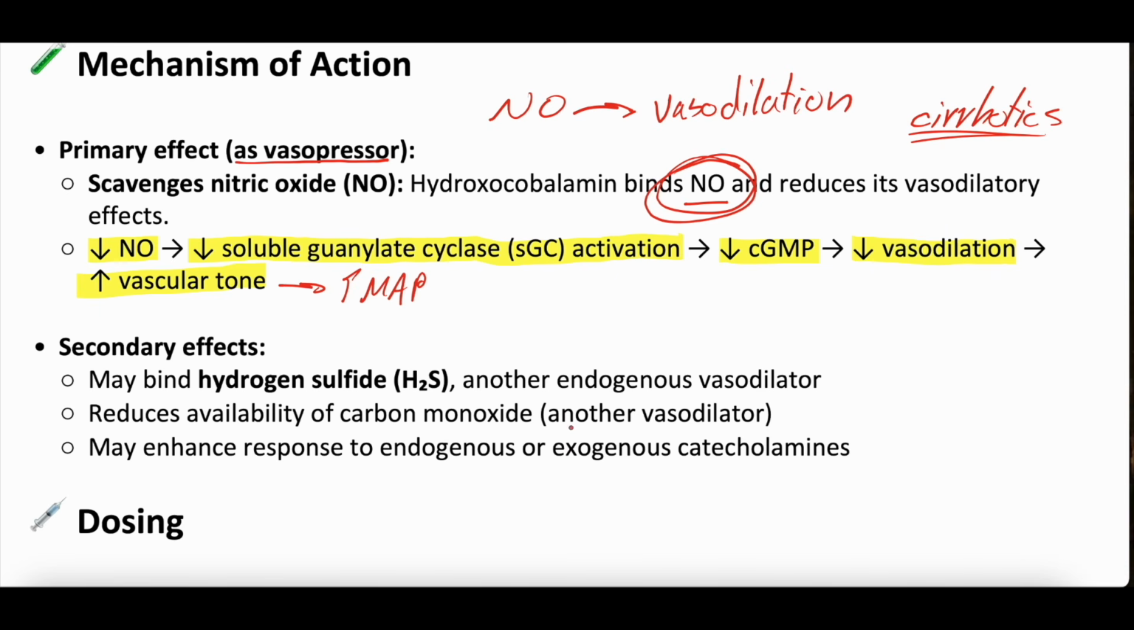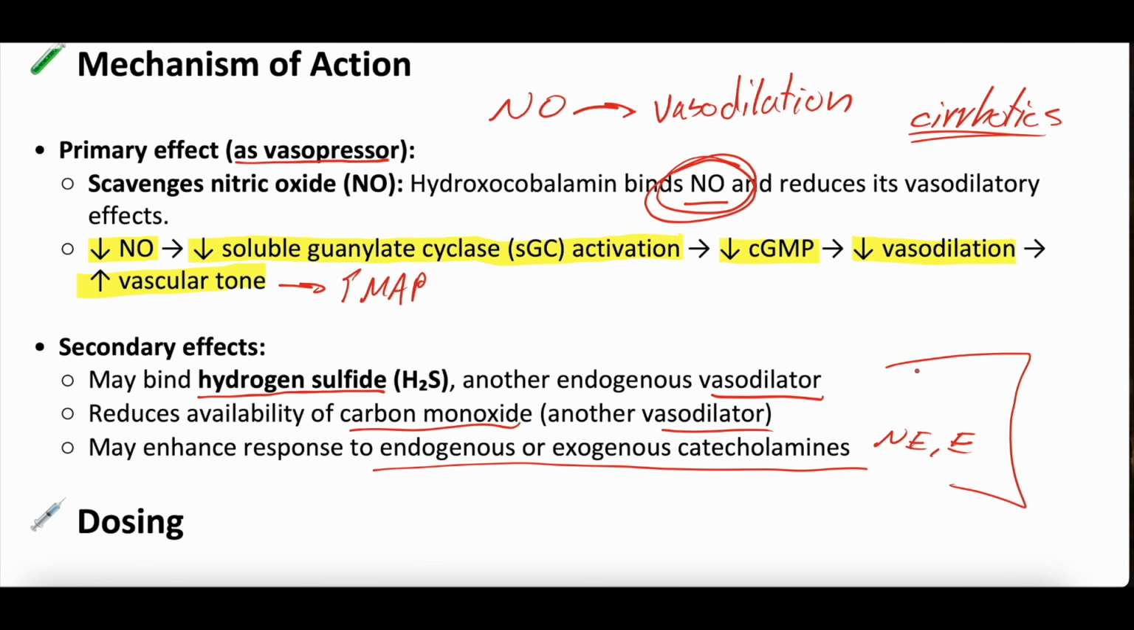The secondary effects, which are more related to other modalities, is it may bind hydrogen sulfide, which is another vasodilator. It might reduce carbon monoxide, which is another vasodilator, and it may enhance the response to catecholamines like norepinephrine and epinephrine. So a couple competing potential pathways here. It's unclear whether these pathways are that robust. The main one here is the nitric oxide scavenging pathway when it comes to hydroxocobalamin's use as a vasopressor.